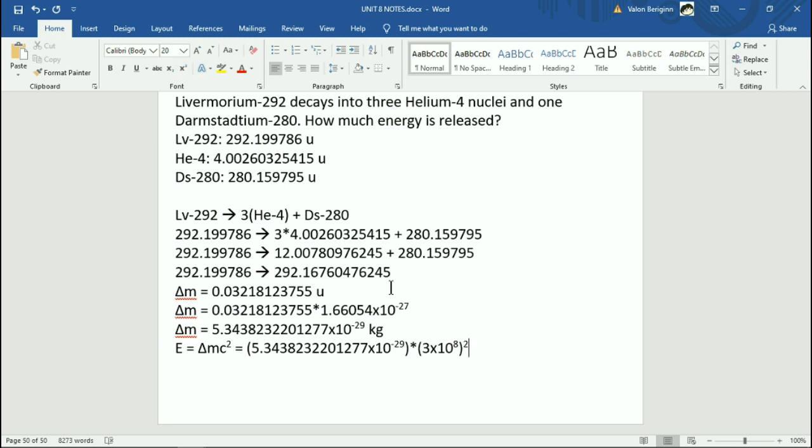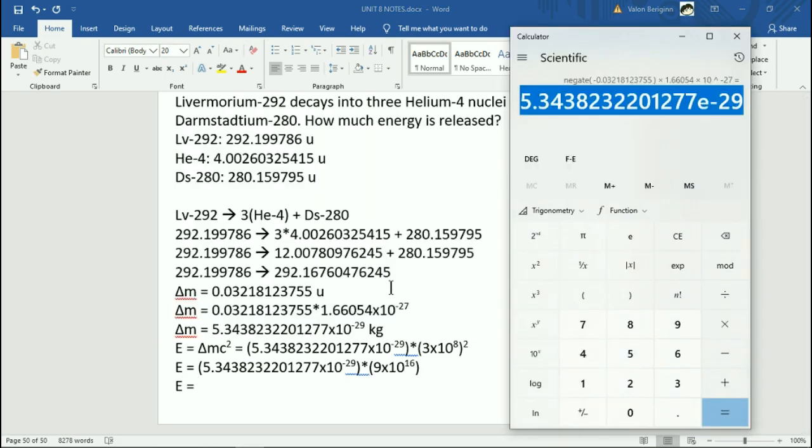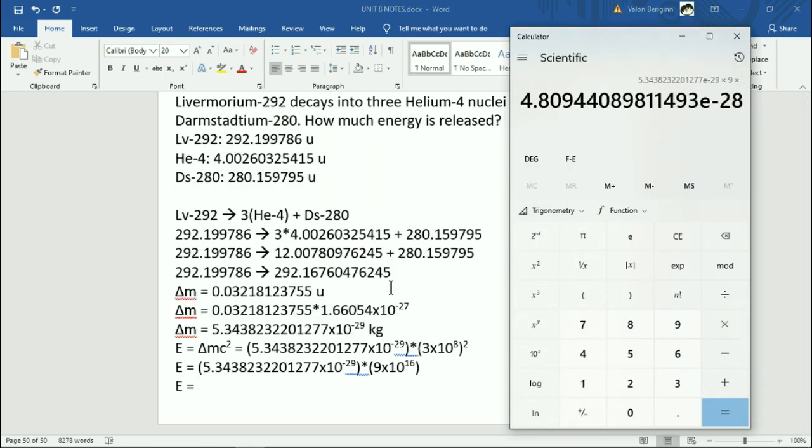I almost put times 10 to the 6 for some reason, but anyway. So squaring the speed of light, you have 9 times 10 to the 16. It's just kind of an automatic thing you can do. And this ends up getting you, so times 9 times 10 to the 16. I want to write this number in scientific notation because otherwise it's just annoying.